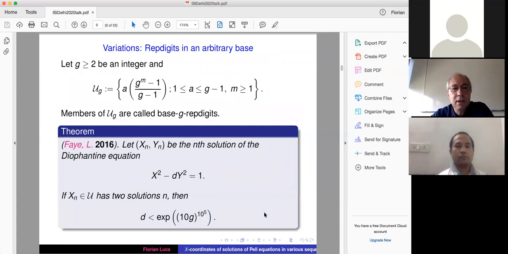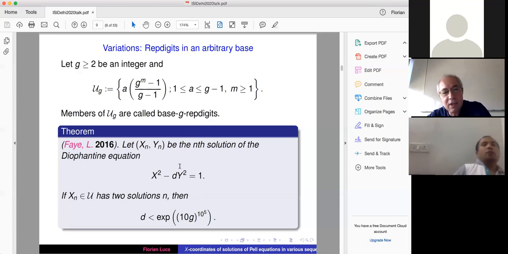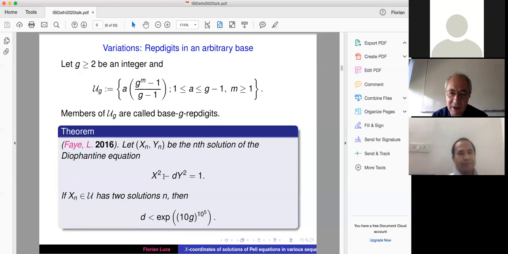All right. Now you can do variations with rep digits in an arbitrary base. Let's take a base g greater or equal to 2, which is an integer. Let's take a rep digit in base g, which is just a digit between 1 and g minus 1, and it repeats itself m times, so it looks like a times g to the m minus 1 over g minus 1. And with a student of mine at that time, Bernadette Fay, we looked at the result that we proved with Apollinaire and Alain, but we looked for it in all rep digits in the base g.